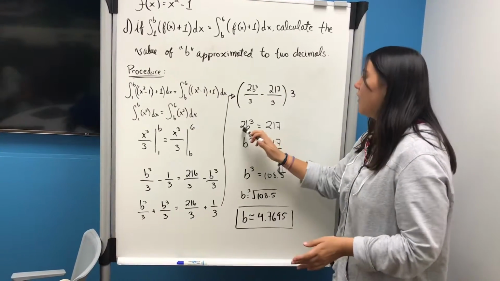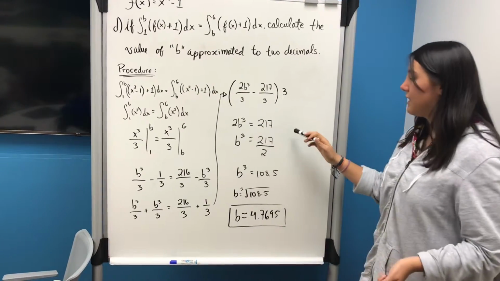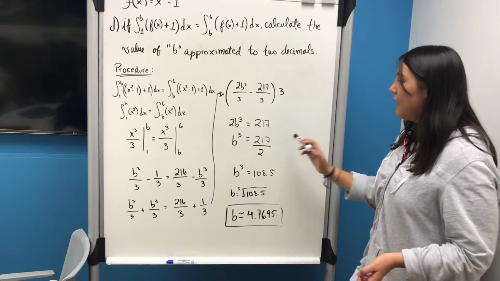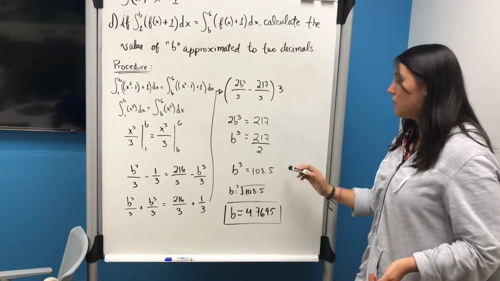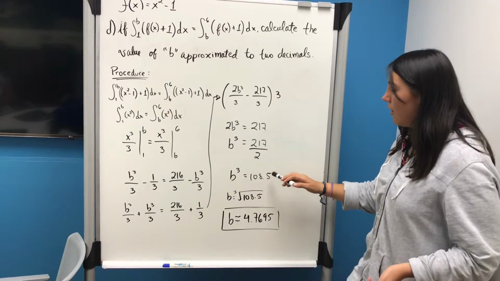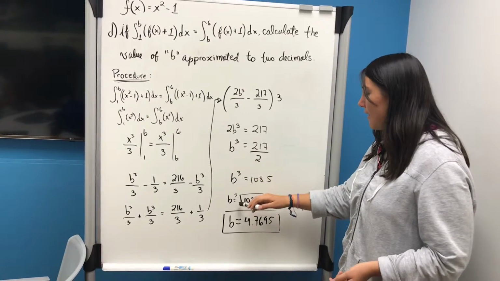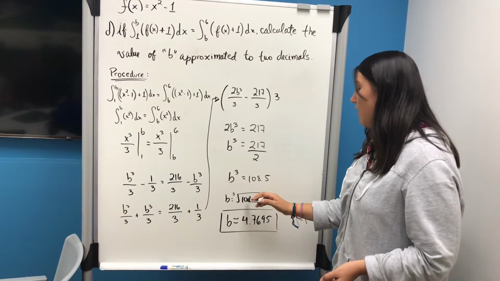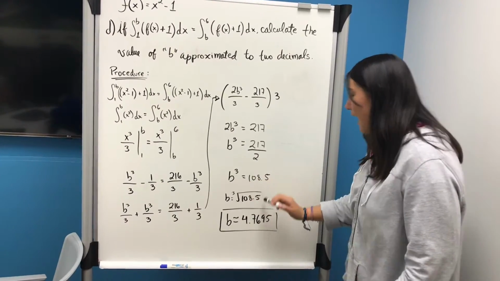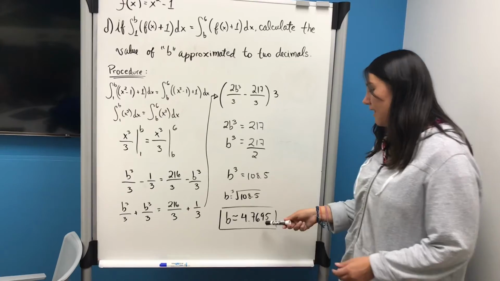So at the end we have 2 times b cubed equals 217. Then we isolate b, dividing by 2, and we have 217 over 2. Then we divide this, we get 108.5, and to isolate b, we take the cube root, and we get that b is approximately 4.7695.